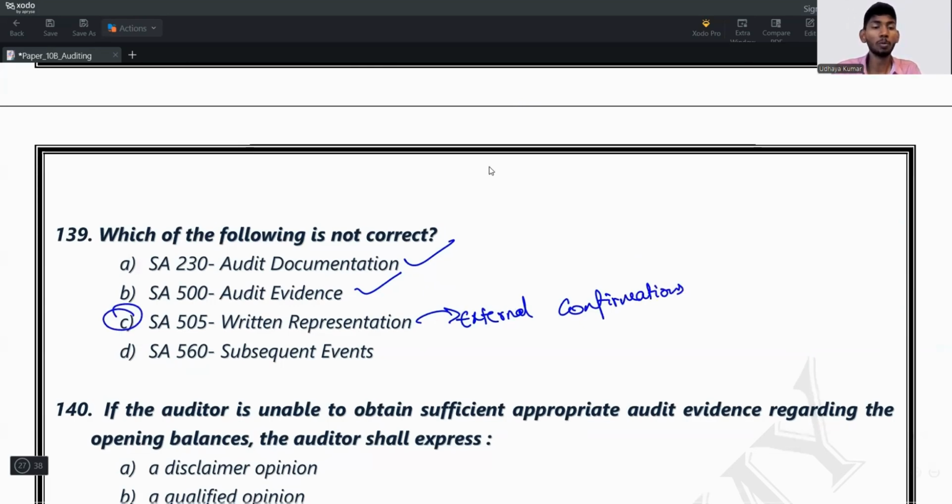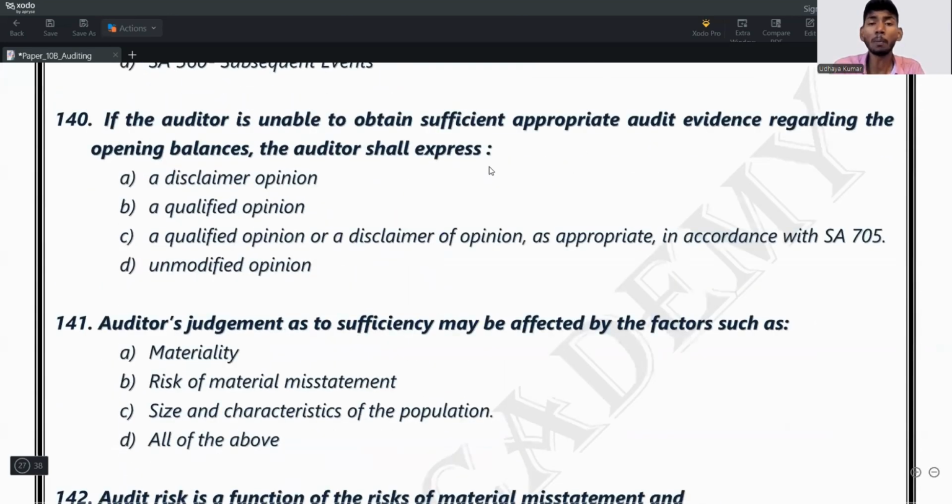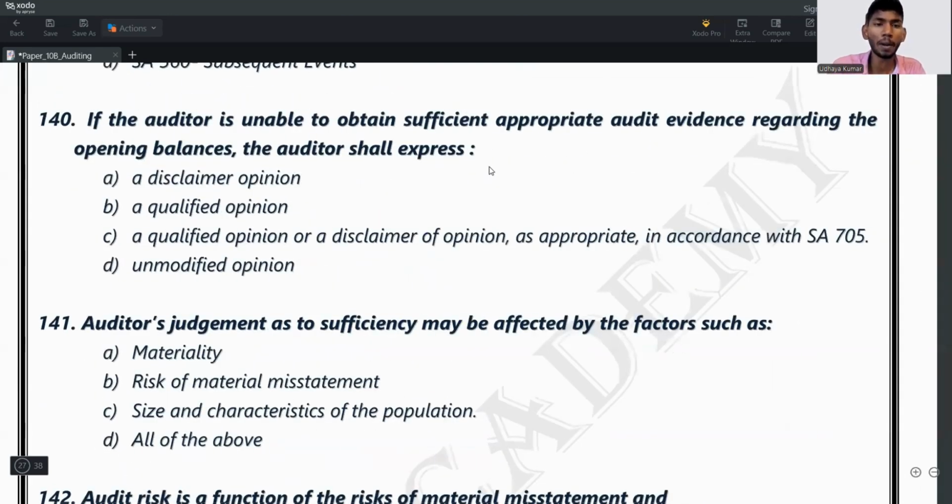Moving to question 140: if the auditor is unable to obtain sufficient appropriate audit evidence regarding the opening balance, what opinion shall the auditor express? Obviously, a qualified opinion or a disclaimer of opinion as appropriate, in accordance with SA 705. When you are unable to obtain sufficient appropriate audit evidence, we discussed two cases: one for a qualified opinion and one for a disclaimer of opinion, depending on whether the effect is material or pervasive. So we must consider option C.